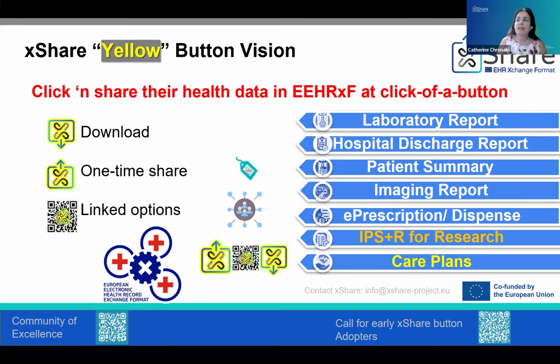So in a nutshell, there are 6 priority data categories in the regulation. We are exploring IPS for research and care plans, but also telemedicine, and we will be able to download, one-time share, and link with smart links, maybe even on paper, our data in high precision. That's the vision. We have a community of excellence, and we have a call for early adopters that's for you to join. Next slide.